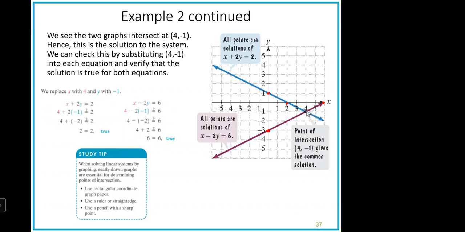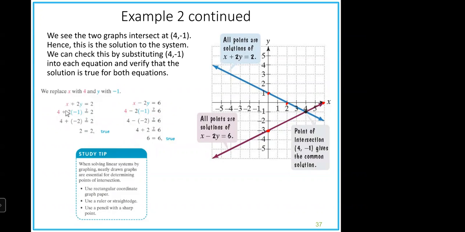Now you see the point where they intersect, it's right here. That's 4, -1. So that point where they intersect provides the solution that would work for both of them. If you were to substitute 4, -1 into each of those equations, you'll get a true result.